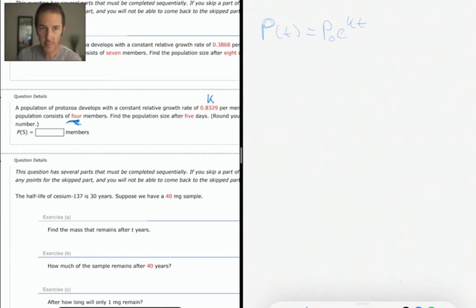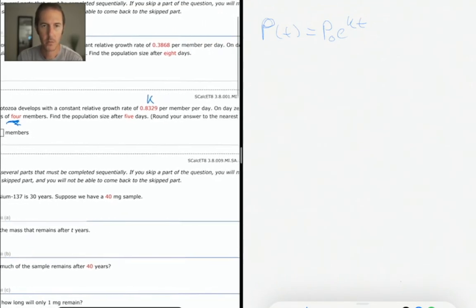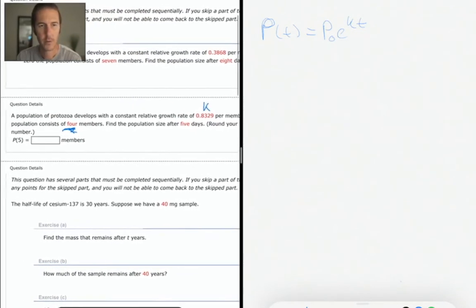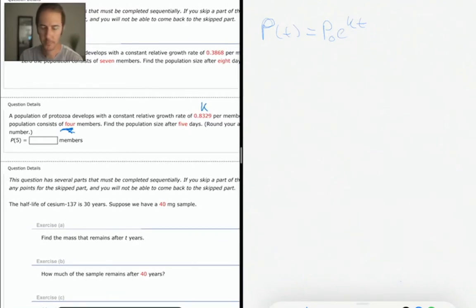P of t is going to equal our starting population times e to the kt. So we need to fill in some blanks in this framework of the exponential equation. Let's go through the given information again. We've got a population that has a constant growth rate, so we have our K value. And we were told that on day 0, the population consists of 4 members. That would be this number right here. The population on day 0 is going to be 4.